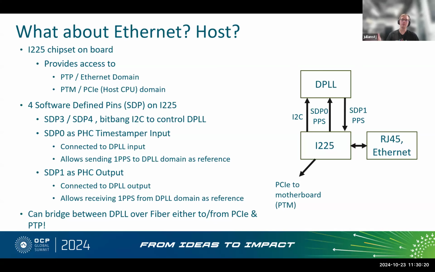So you can either have the DPLL get a 1 PPS from the I225, which is either from PTM or PTP, and then discipline the DPLL to that, or the DPLL network can provide 1 PPS plus time of day to the I225, which can then discipline to that and then bridge that into the PTP network or the PTM network. So with that, this architecture can kind of go backwards into a normal Ethernet network, or it can go over PTM to a CPU, which can then distribute it over PCIe.